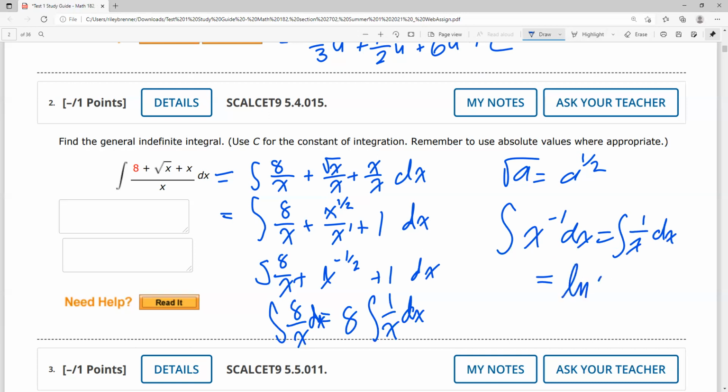Natural log of x, exactly. Technically the natural log of the absolute value, but yeah, we're not that particular. So it's actually equal to ln of x. So that means that the integral of 8 over x, or 8 times the integral of 1 over x, is just going to be 8 ln x, right? And that'll be that first term right there, what that simplifies out to. And as for the other two terms, that'll just be very straightforward power rule, right?